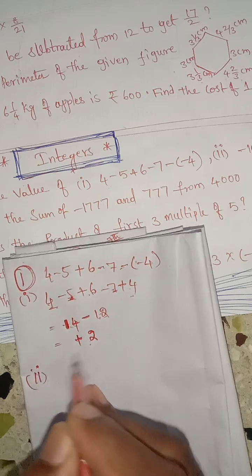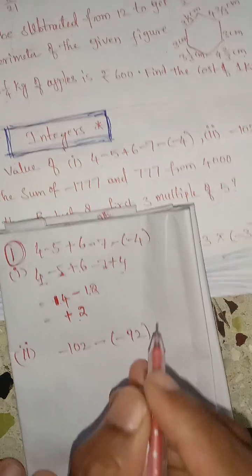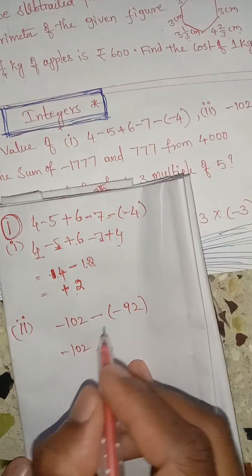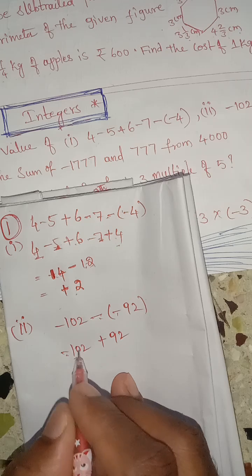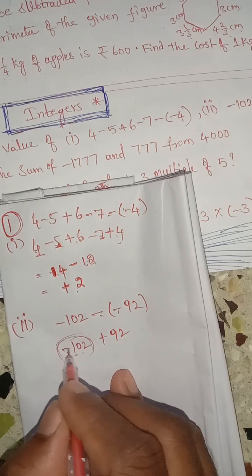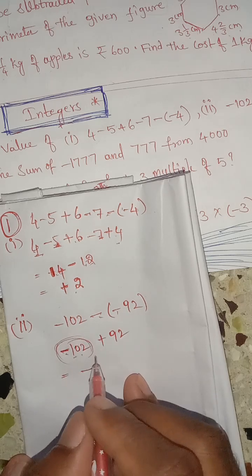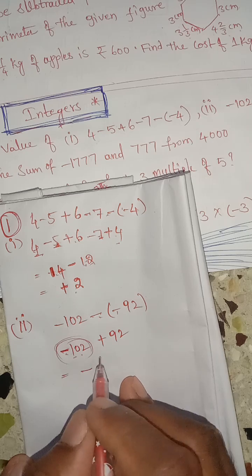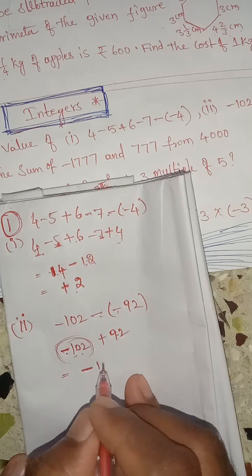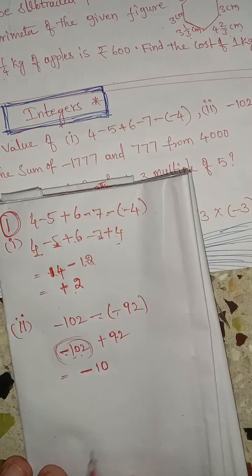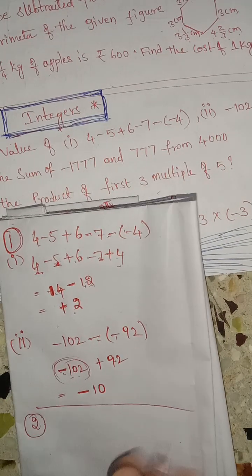Next, second one: minus 102 minus of minus 92. So minus 102 plus 92. The greatest number has the minus sign, so we take the minus sign and get a negative answer. 102 minus 92 is 10, so minus 10 is the correct answer.